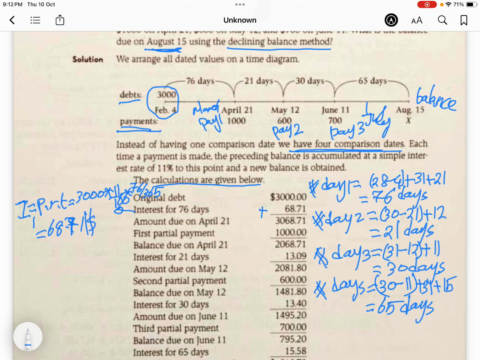Now you calculate the debit and its interest. Subtract the 1,000 first payment, you will have 2,068.71. Interest I2 equals 2,068.71 multiplied by 11 over 100 multiplied by 21 over 365.